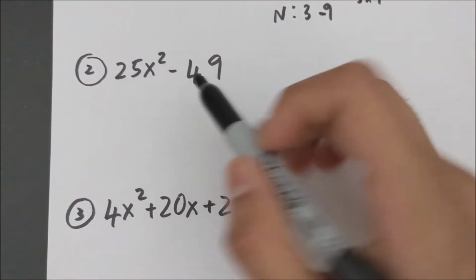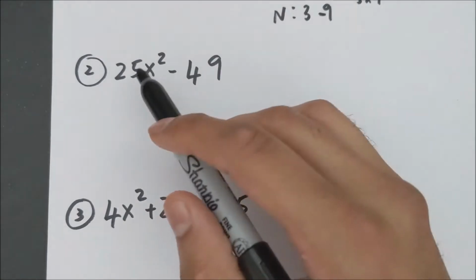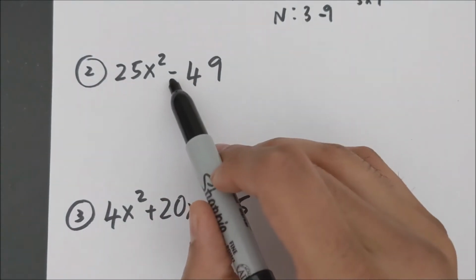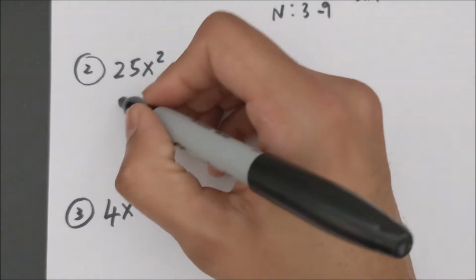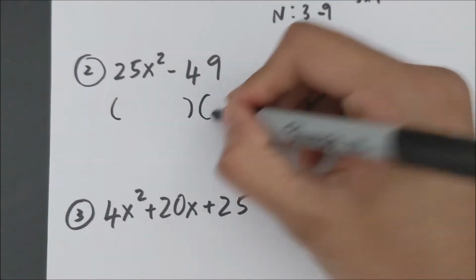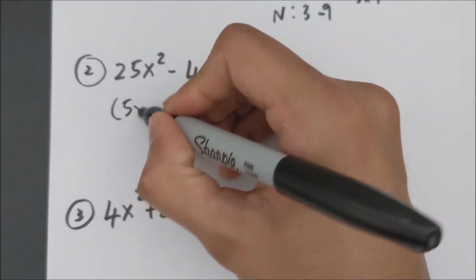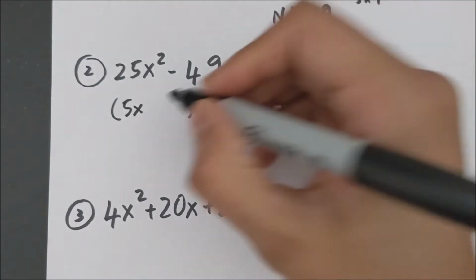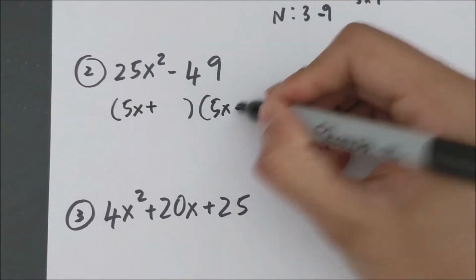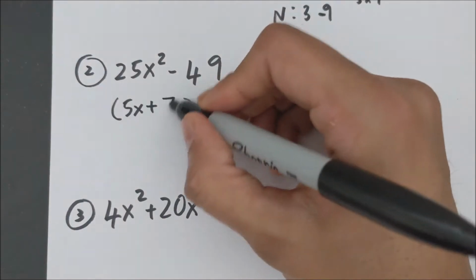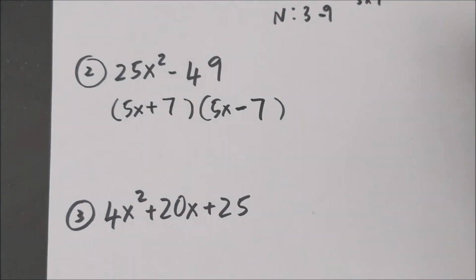The second one, this is just an example of difference of squares. Since the sign is a negative and they're both square rootable terms, you can just make your two brackets. The square root of 25x squared is 5x. Always make the signs the opposite in difference of squares, and the square root of 49 is 7.